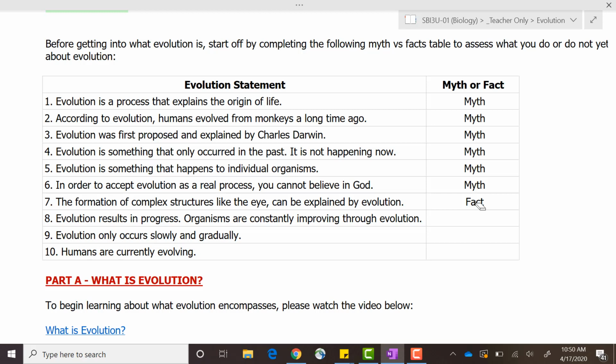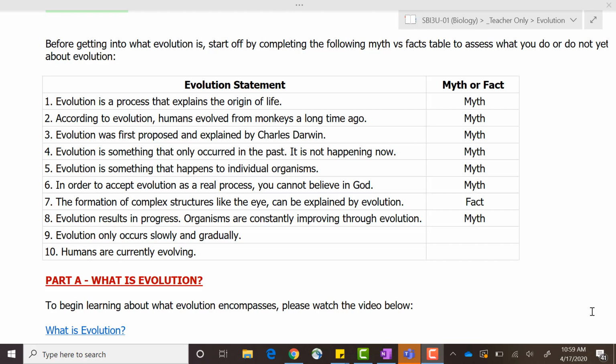Statement 8, evolution results in progress. Organisms are constantly improving through evolution. So this kind of relates to number 7, but like I just addressed, it doesn't mean that organisms will always be improving. Ideally, adaptations are going to help organisms be more fit for their environment, but evolution is not something you can just pick and choose which traits you want. So it doesn't mean that the organisms or the population, the species, will always be improving.